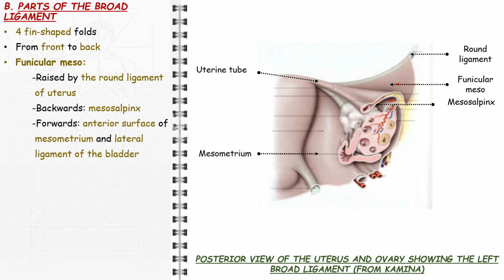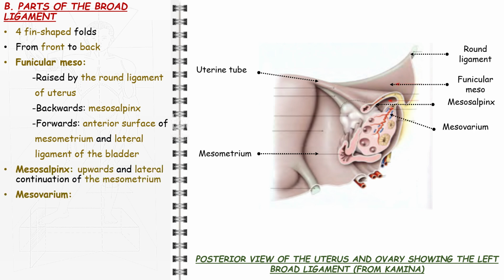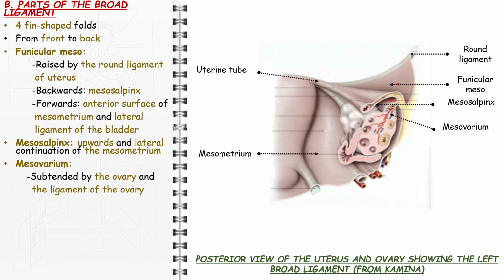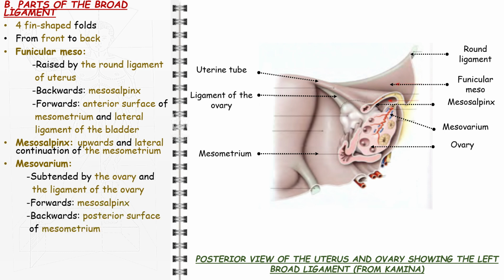The mesosalpinx is raised by the uterine tube and prolongs the mesometrium upwards and laterally. The mesovarium is subtended by the ovary and the ligament of the ovary at the junction of the mesosalpinx with the posterior surface of the mesometrium. The mesometrium prolongs the perimetrium laterally to the pelvic walls following the orientation of the body of the uterus.